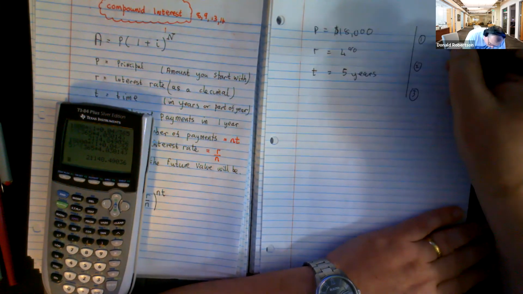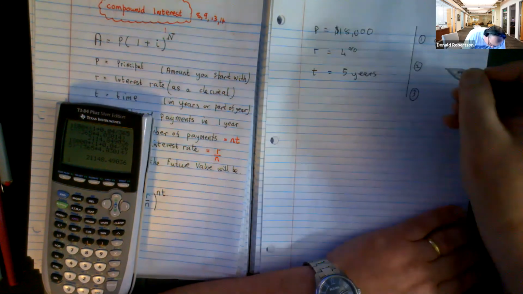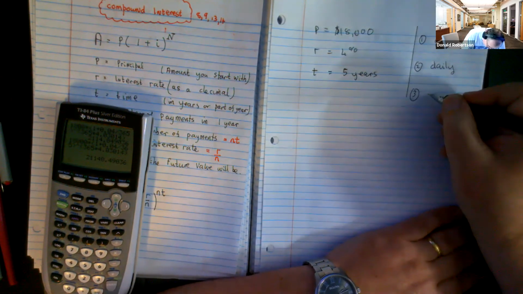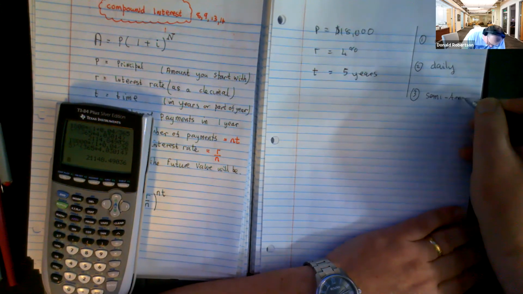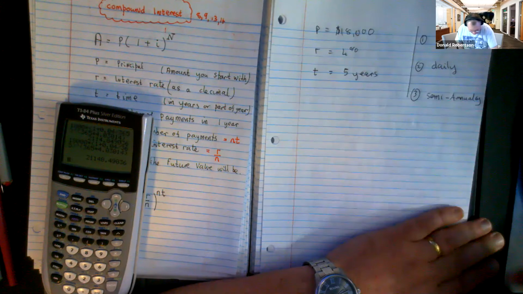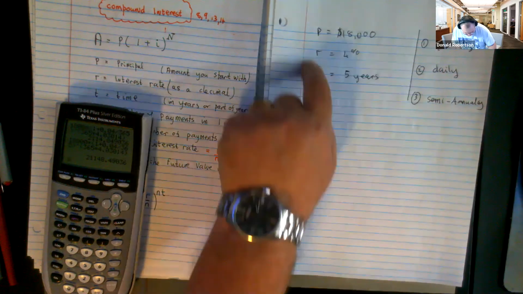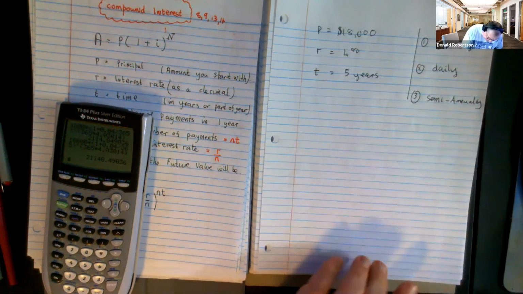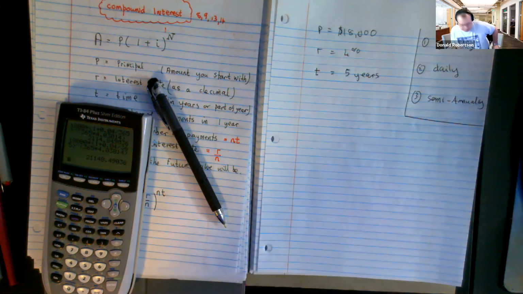The first one is going to be compounded quarterly. The second one is going to be compounded daily. And the third one is semi-annually, which just means twice a year. Find out how much my 18,000 would be worth in this story if it was compounded quarterly, daily, or semi-annually. And I'll give you 3 minutes to figure out which one you want and to do it.